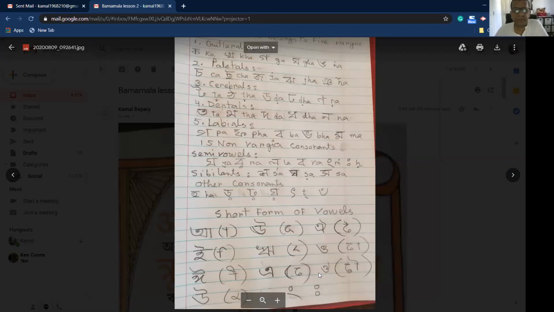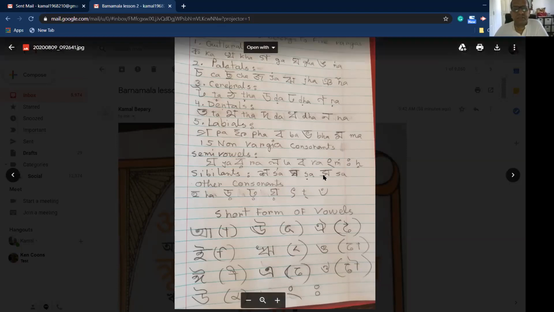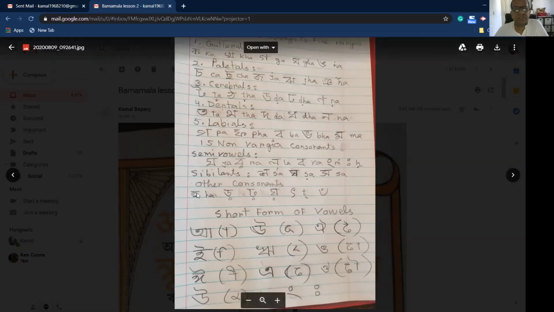So you have to be familiar with these short forms. You can just read these 5 categories of consonants. We call it Borgio. So Kaborgo, Chaborgo, Toborgo, Toborgo, Poborgo. So these are 5 Borgos. Each Borgo has a nasal sound at the end. Then semi-vowels, then Anushar, Visarga, then sibilants, these 3 kinds of S. And then peculiar types of consonants.